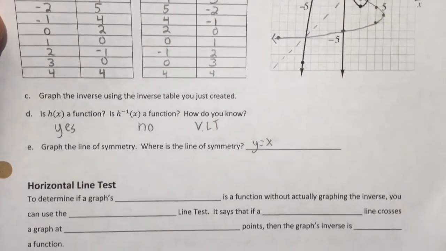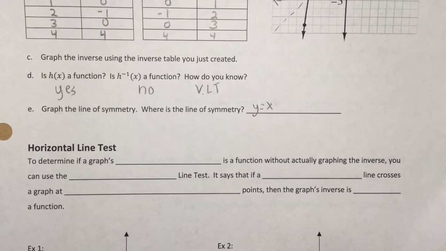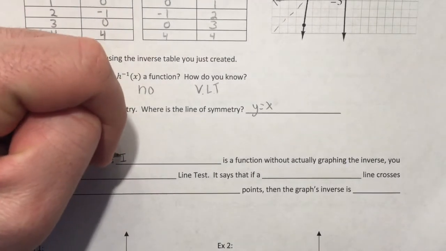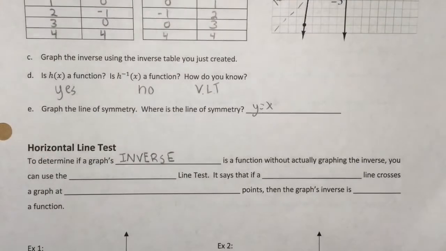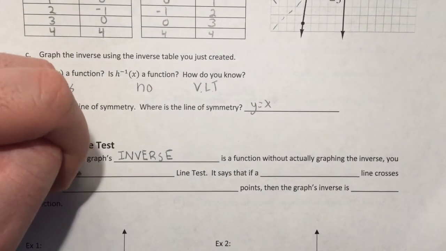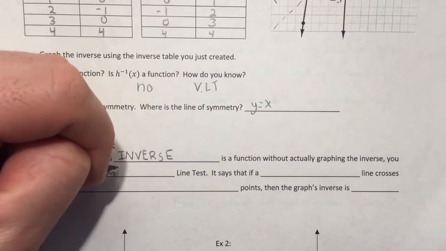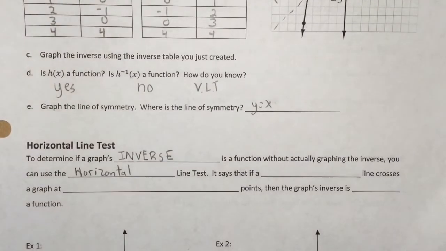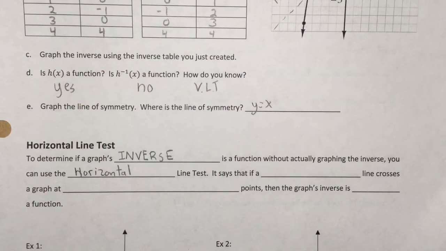All right, so now the horizontal line test. To determine if a graph's inverse is a function without actually graphing the inverse, you can use the horizontal line test. So if we had just this original graph and we wanted to know, without graphing the inverse, if the inverse is going to be a function, we do what's called the horizontal line test.